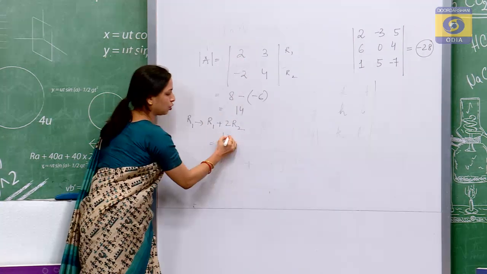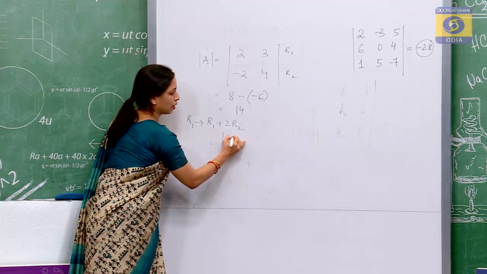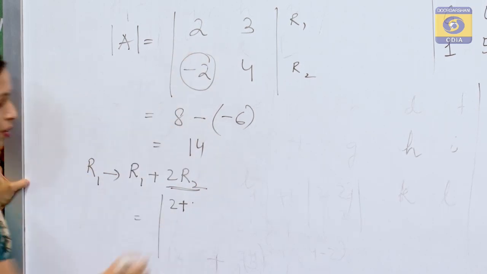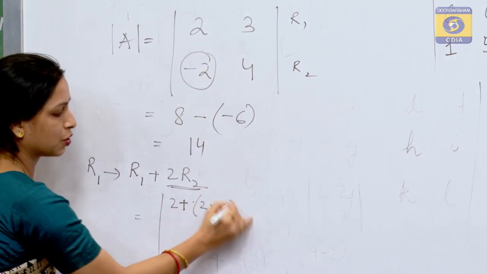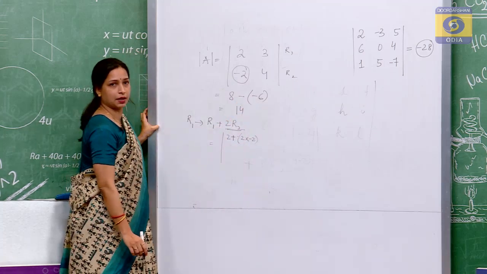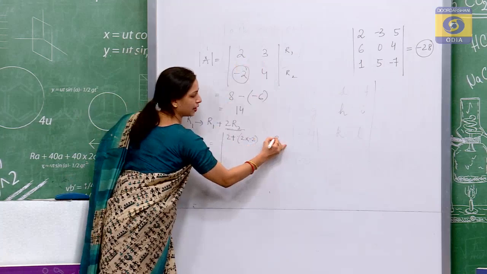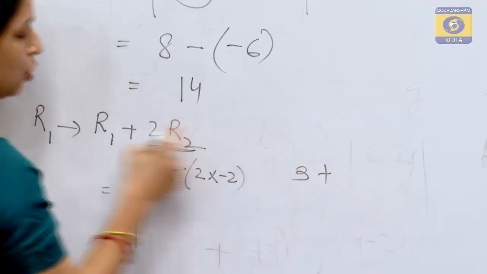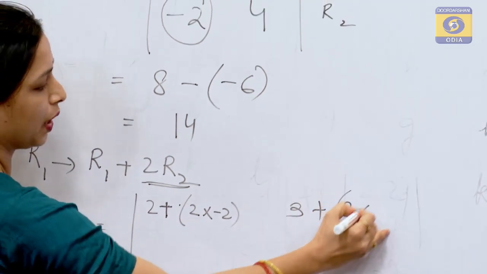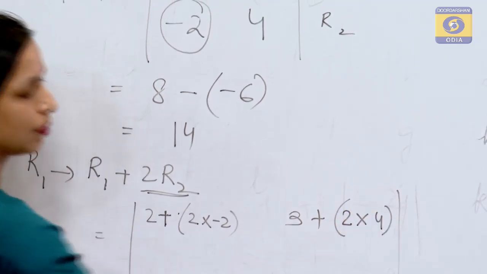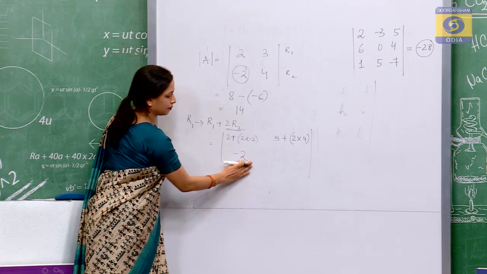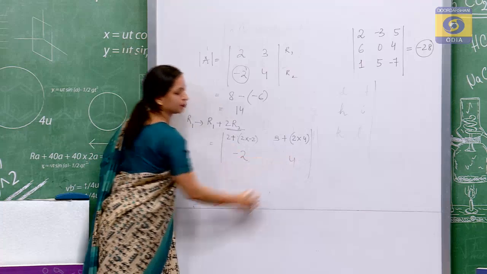So, here 2 plus 2 R 2. So, what is the row 2 element? Minus 2. So, here 2 into minus 2, right. Again, the next element of the same row, 3: we write 3 plus 2 R 2, the element is 4. So, it will be 2 into 4, right. Row 2 will remain the same, that is minus 2 and 4.